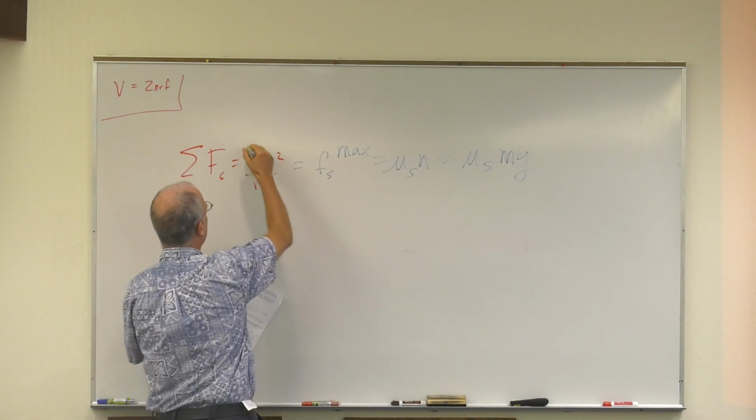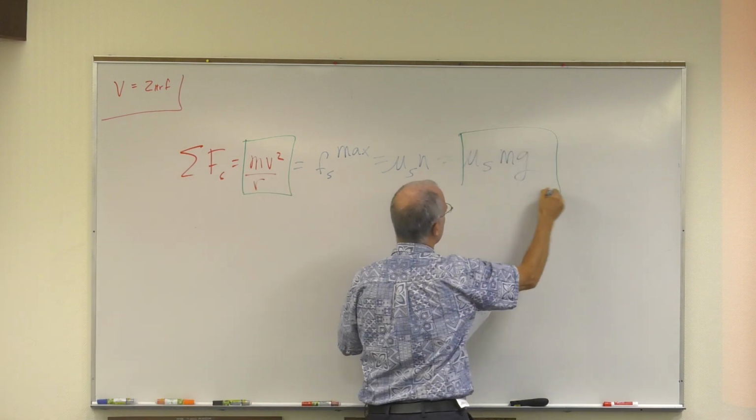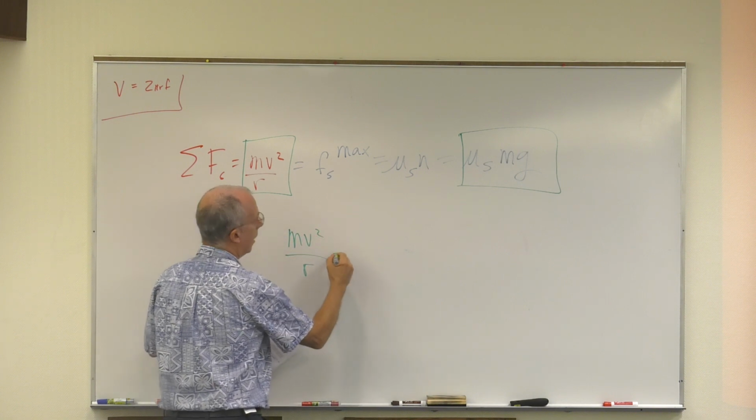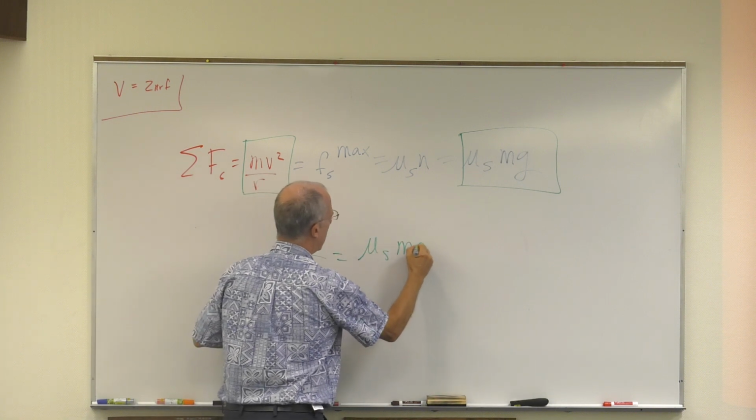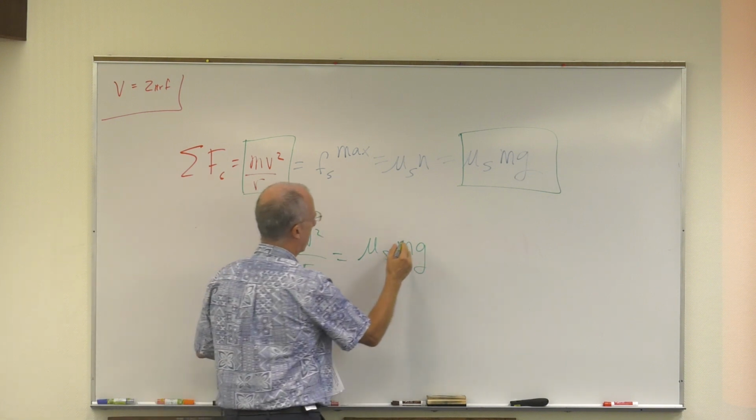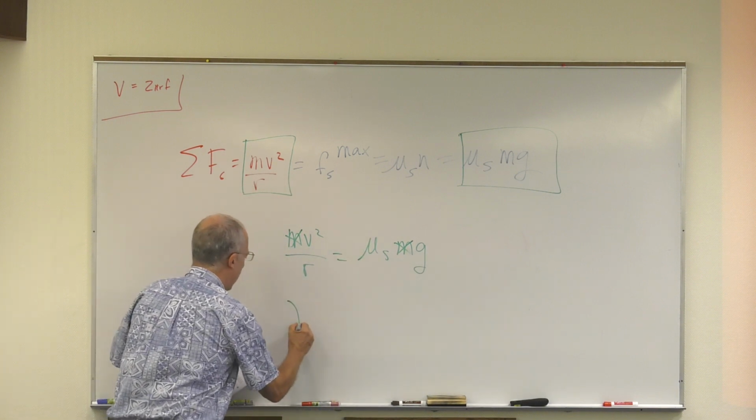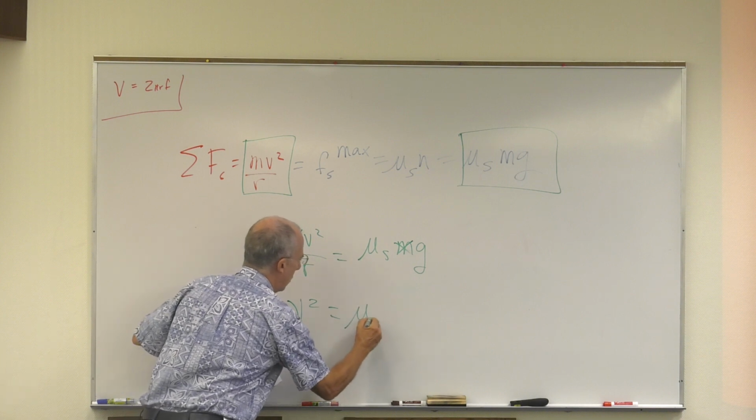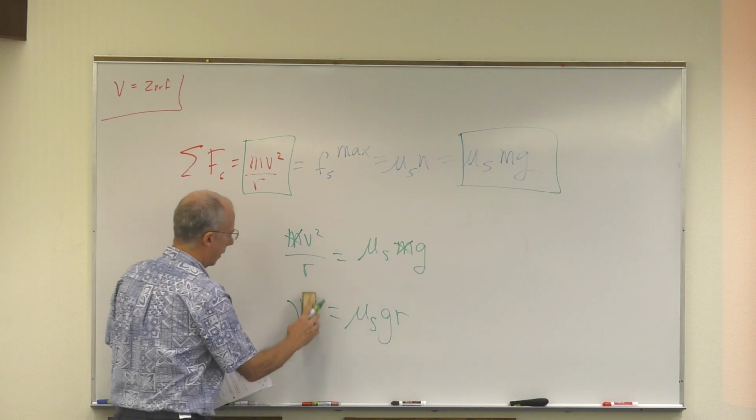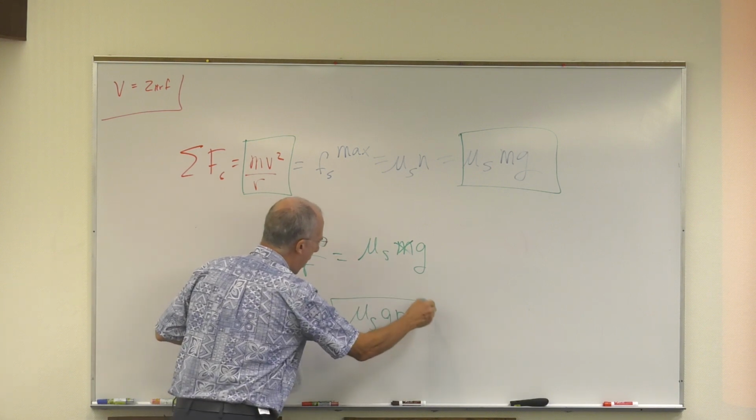So we're going to put this equal to that. So we have mv squared over r equals mu s mg. And look what cancels again, mass. So we want velocity, so multiply both sides by r. We get v squared equals mu s g r. And we want v, so take the square root of both sides. There you go.